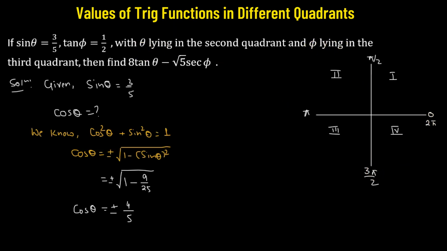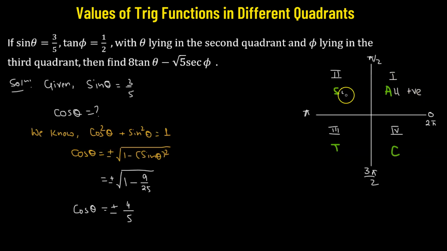Now there's a certain mnemonic that we need to remember. So we have A, S, T, C. A, S, T, C means in the first quadrant, all trigonometric functions are going to be positive. It doesn't matter whether we choose sine, cosine, tangent, cotangent, secant, or cosecant, all of them are going to be positive in the first quadrant. In the second quadrant, we have S.